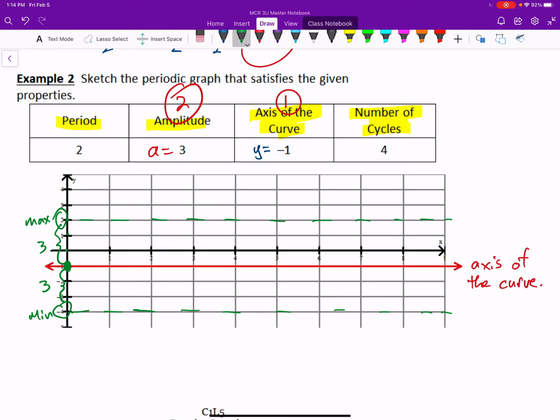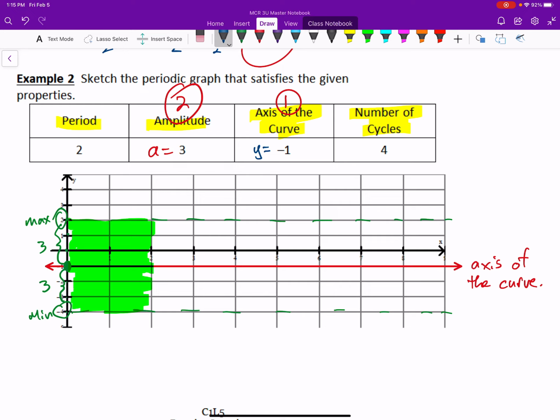The period is 2 units. That would probably be the next thing I'd look at. So if the period's 2 units, then that means that I have to get 1 full cycle within 2 units. I'm going to highlight the axis of the curve, because I want to focus more on the axis of the curve. So within that green highlighted area, I've got to get a full cycle. I've got to start and finish, be back where I started within 1 cycle, within those 2 units.